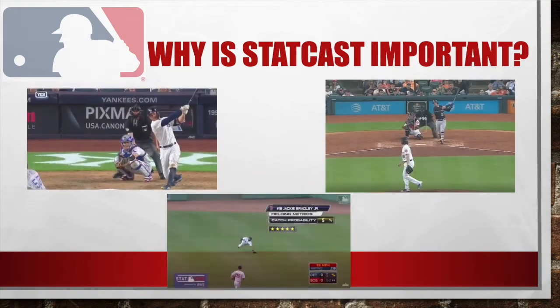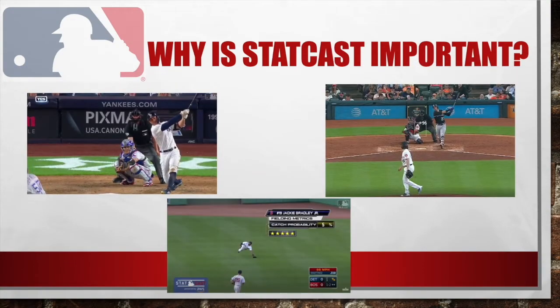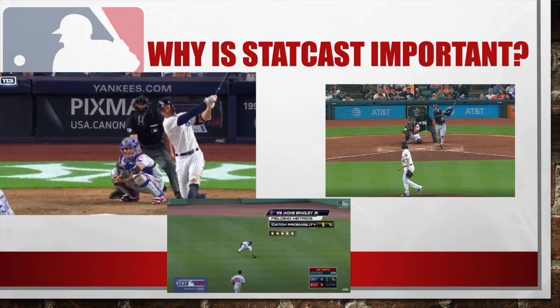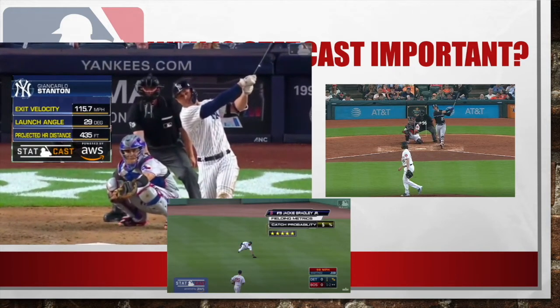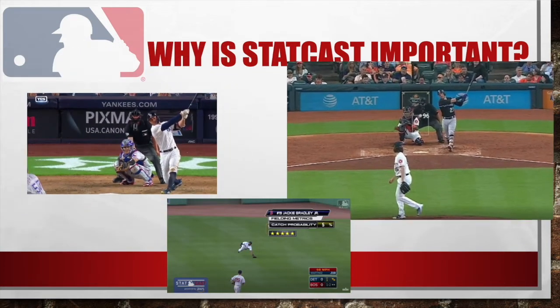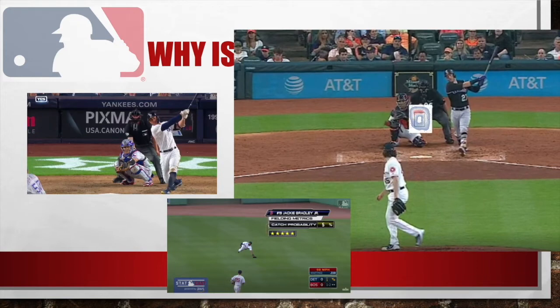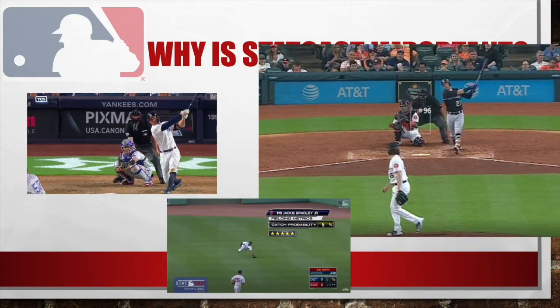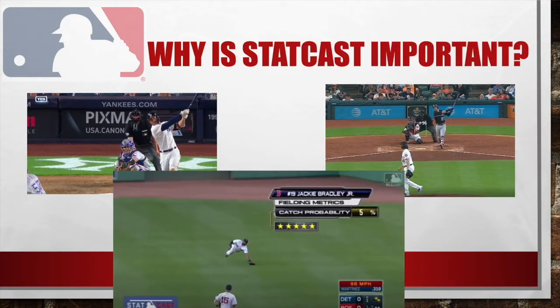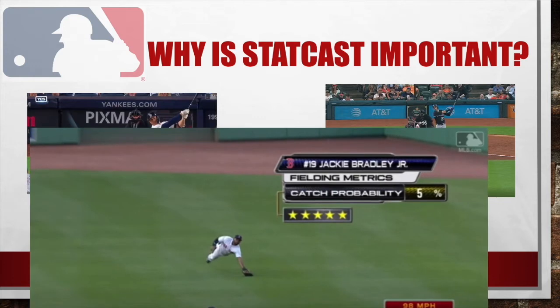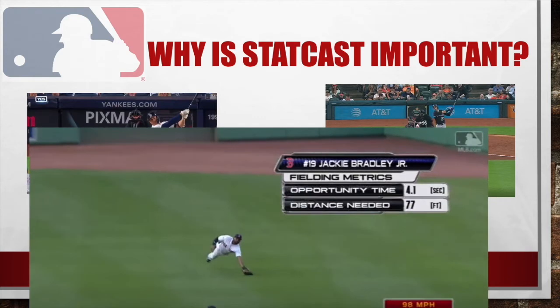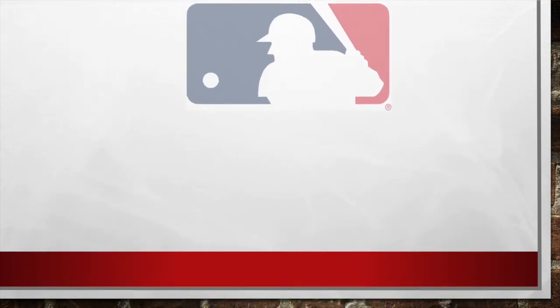Now the broadcast can identify the why behind all of these statistics. Giancarlo Stanton is an excellent hitter. Why? Because he hits the ball harder on average than any other player in baseball. Gerrit Cole leads the league in strikeouts. Why? Because he peppers the upper part of the strike zone with his high spin four seam fastball. And finally, Jackie Bradley has made a great diving catch. Why? Because he was able to get an incredible jump on the ball that let him cover 77 feet in just 4.1 seconds.